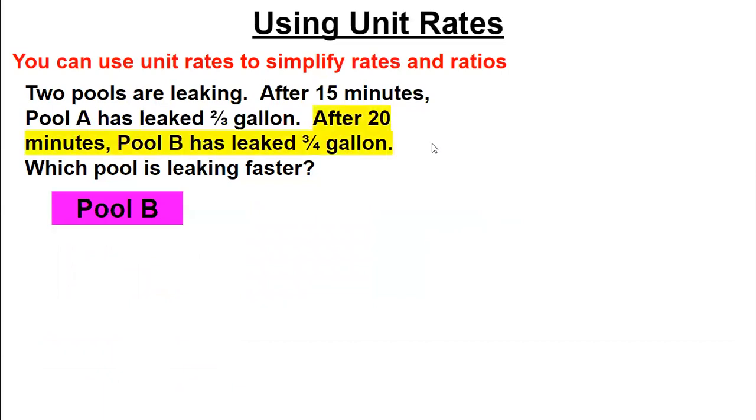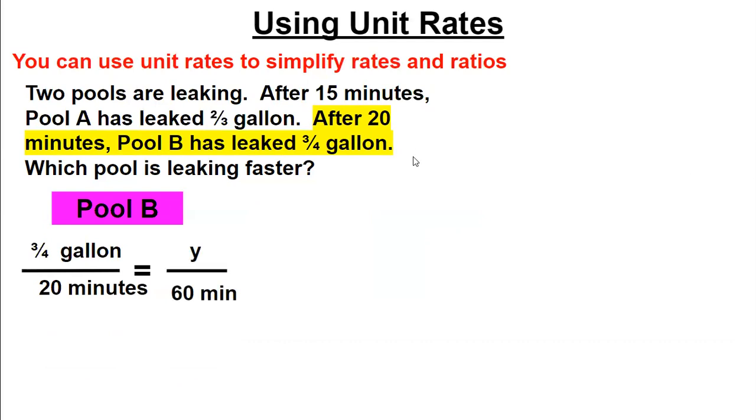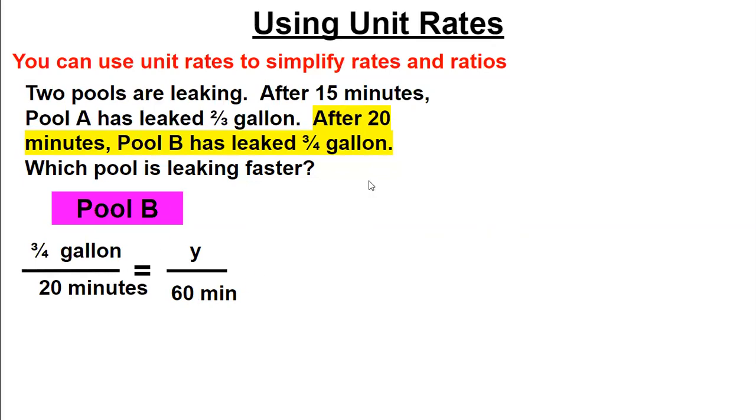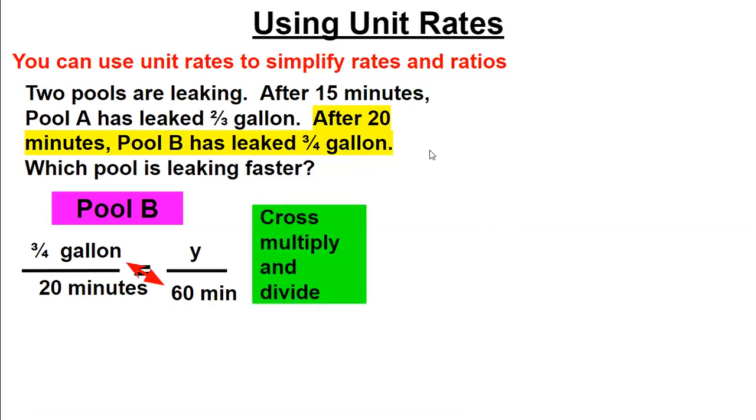So pool B, after 20 minutes, has leaked 3/4 of a gallon. Set that up. 3/4 goes on top. 20 minutes goes on the bottom. What are we looking for? We are looking for gallons, right? So how many gallons leak after 1 hour, or 60 minutes? Again, if you like fractions, you can change 20 minutes into a fraction and 60 minutes into 1 hour. I'm going to use minutes. So we're going to cross multiply and then divide. So we're going to cross multiply 3/4 times 60 and then divide by the number that's left, the 20.